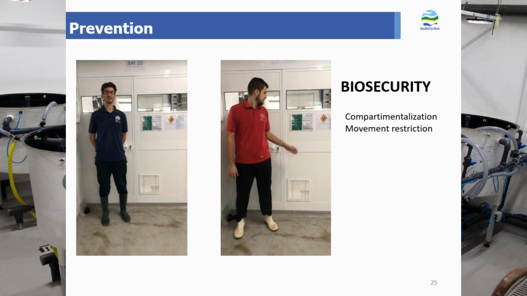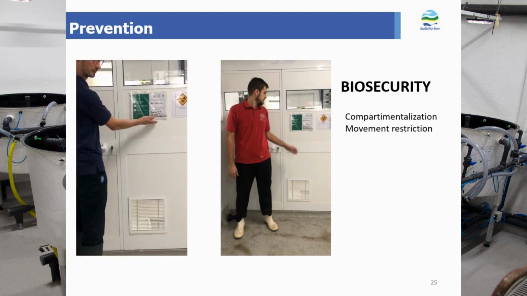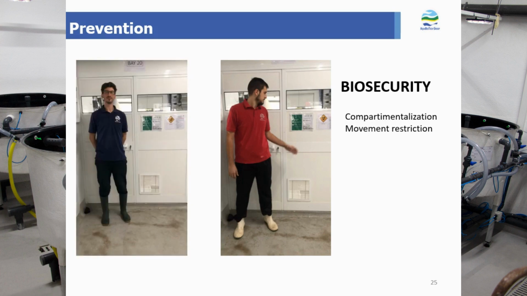In this slide, we have an example of compartmentalization and people's movement restrictions in a biotech facility. Inside each room, there is a RAS system independent from one another, holding different species of fish with different health status. In the first video, we have a technician with blue clothing. He's showing us the green door sign, meaning he has access to this room.